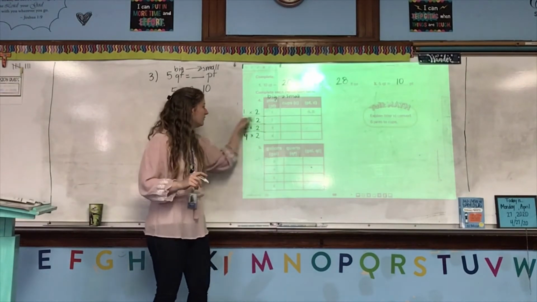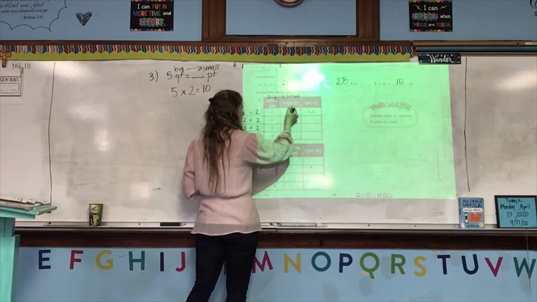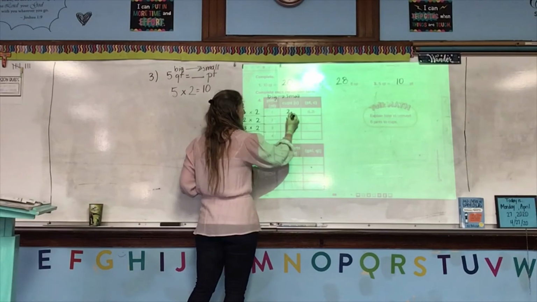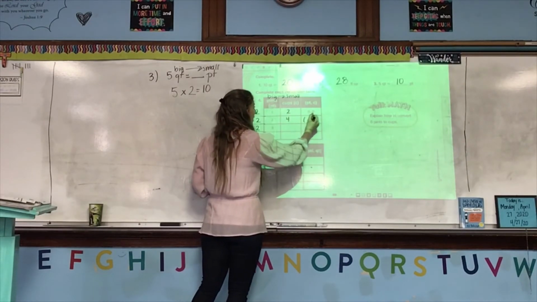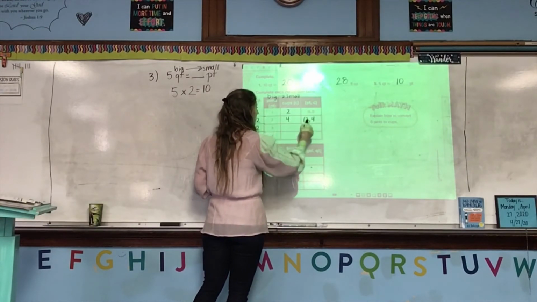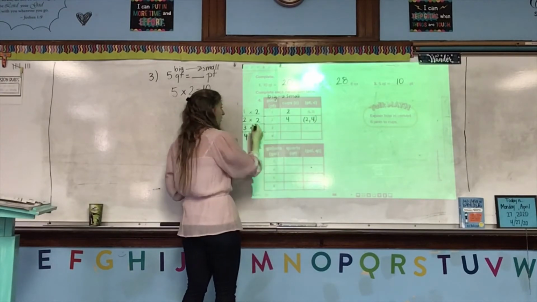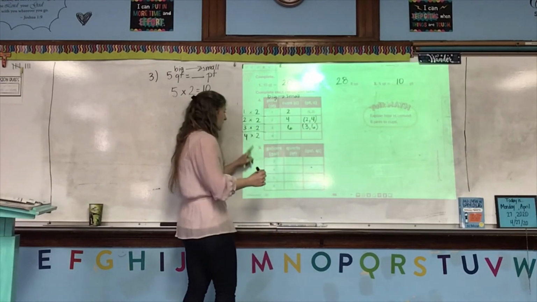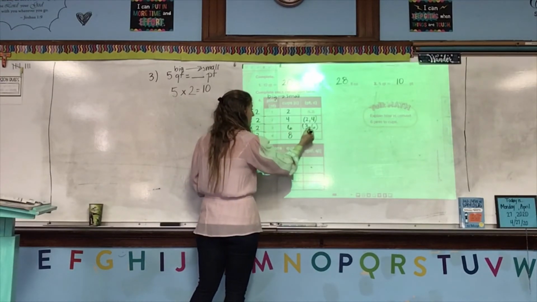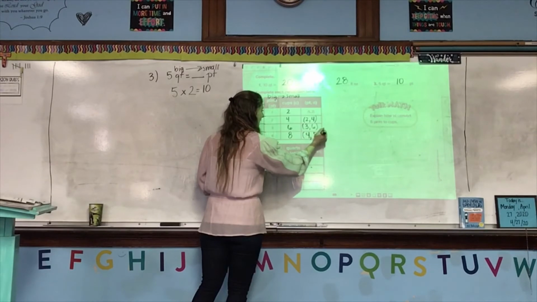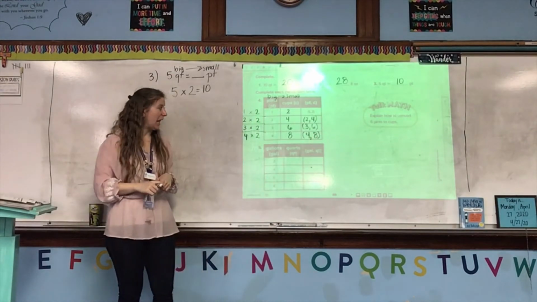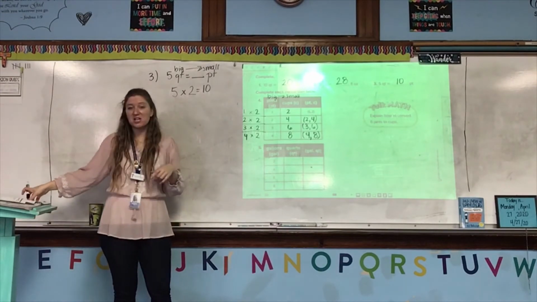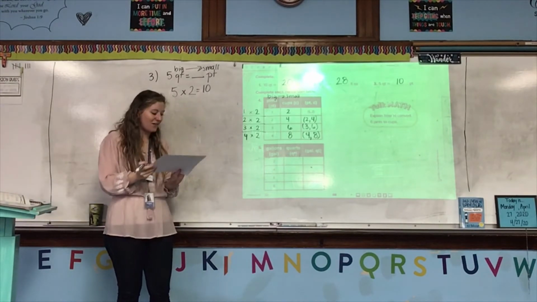Now I'm just going to solve. 1 times 2 is 2, so that means there are 2 cups in 1 pint. 2 times 2 is 4, so for 2 pints there are 4 cups. 3 times 2 is 6, so in 3 pints I have 6 cups. 4 times 2 is 8, so in 4 pints I have 8 cups. And that's how you would solve that. Now, number 5, we're going to do it the same way. We're just going to use gallons and quarts.